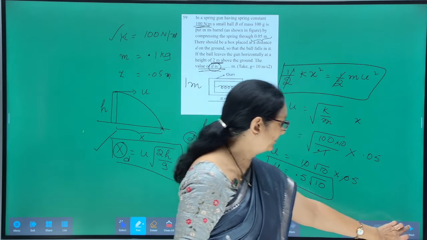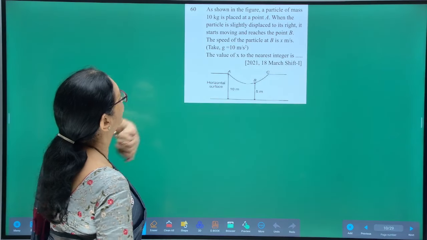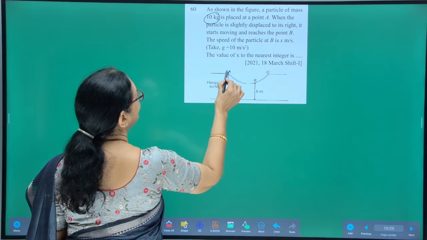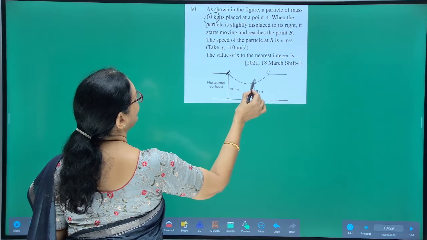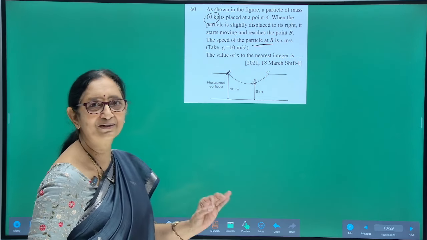Okay, go to the next problem. Look here, as shown in the figure, a particle of mass 10 kg is placed at a point A here. When the particle is slightly displaced to the right, on reaching the point B, what is the speed of the particle? It is so simple.